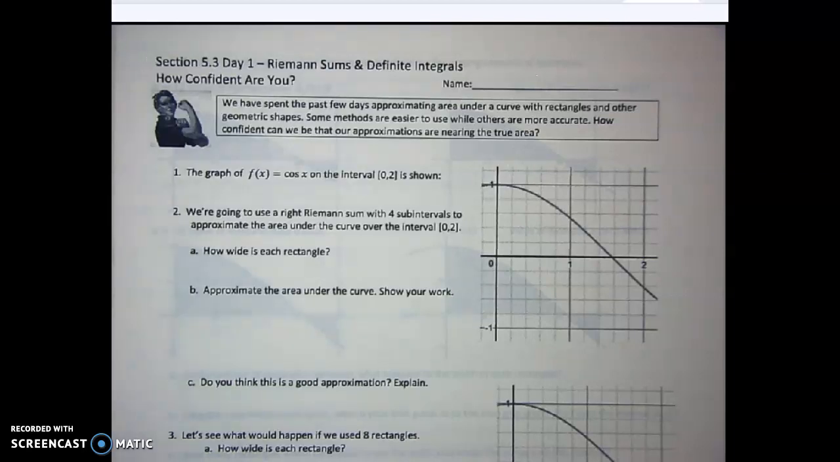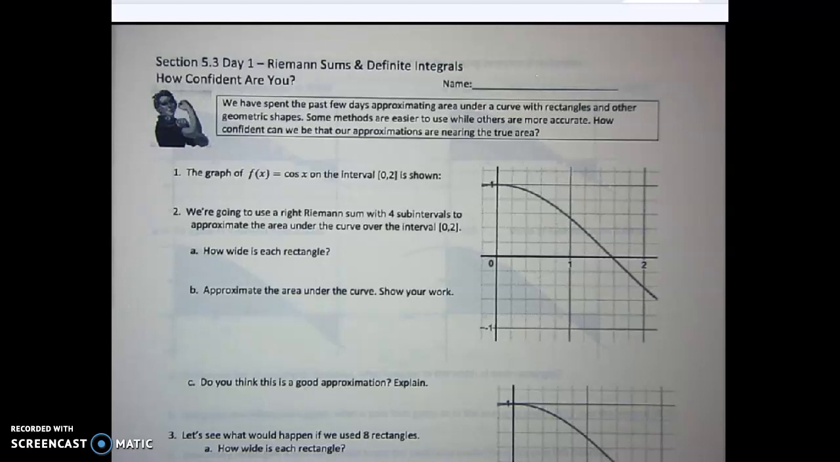Section 5.3, Day 1, Riemann sums. We've spent the past few days approximating area under a curve with rectangles and other geometric shapes. Some methods are easier to use while others are more accurate. How confident can we be that our approximations are nearing the true area?